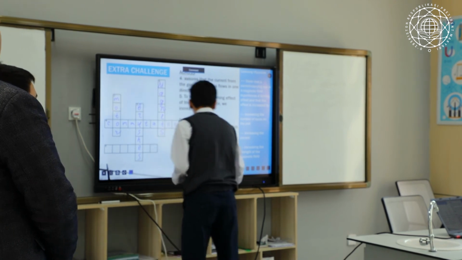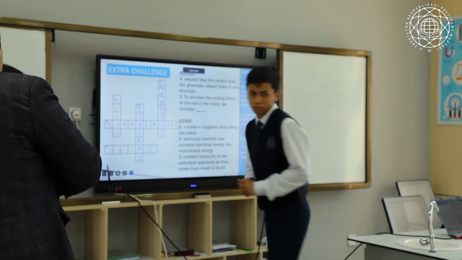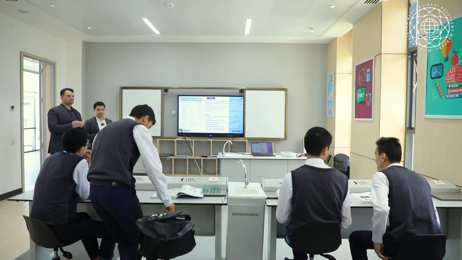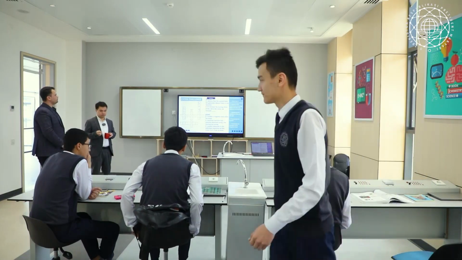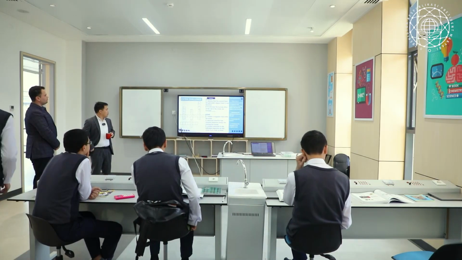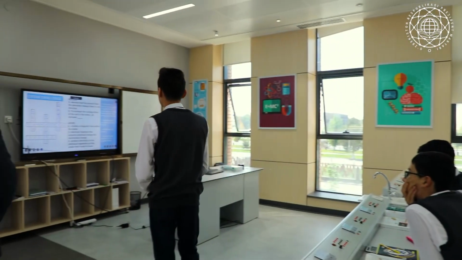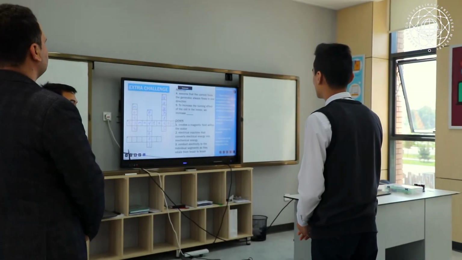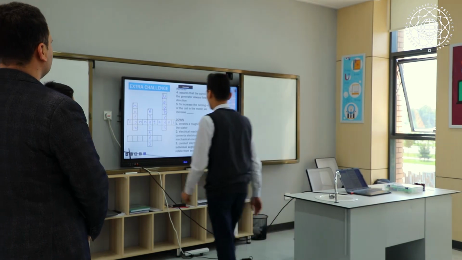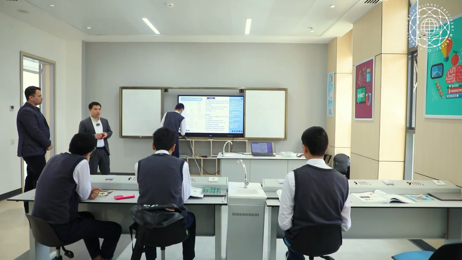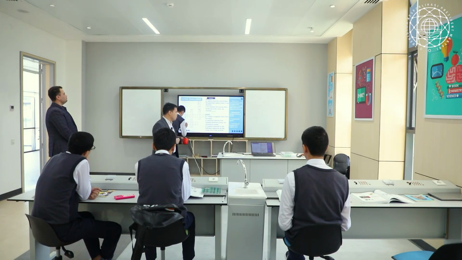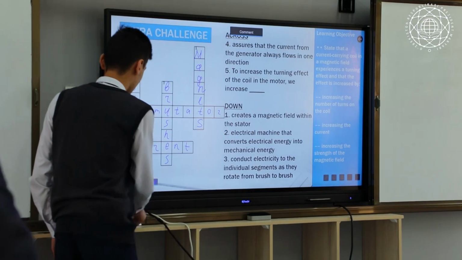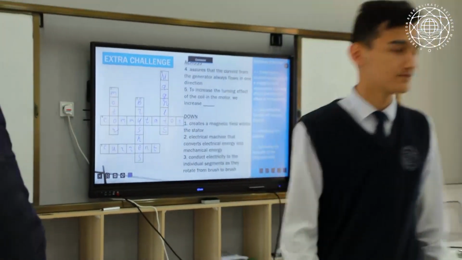Alright, so our puzzle now is taking shape. Last question. To increase the turning effect of the coil in the motor, we increase the current. Correct, current. Okay, thank you for your participation. So that's very good for answering our crossword puzzle correctly.